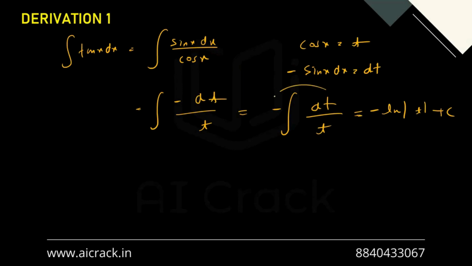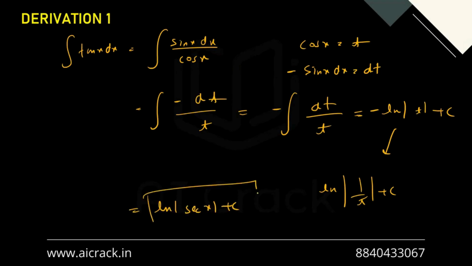So whenever you write this kind of format, you have to take the modulus, just in case this does not take any negative value. So we have got minus ln mod t plus c. Now this can be written as ln modulus of 1 by t plus c. We have taken this minus sign as a power, and we have written 1 by t in the modulus. Now 1 by t is nothing but sec x. So this would give us ln sec x plus c. Okay, so this is our first derivation for integral tan x.